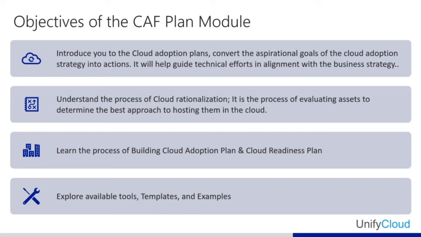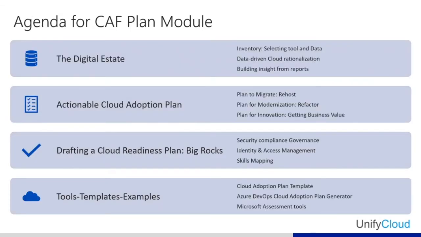And this brings us to the objectives of the session. Again, these are the main four objectives. Understanding the digital estate: how do we collect data about the estate, how do we get insight about it, and then finally use that insight in building a cloud adoption plan, looking at various types of cloud adoption plans and when to use which plan and which templates. Finally, we'll spend some time briefly on understanding how this cloud adoption plan will drive the readiness and skill plan to make the whole project and process successful.